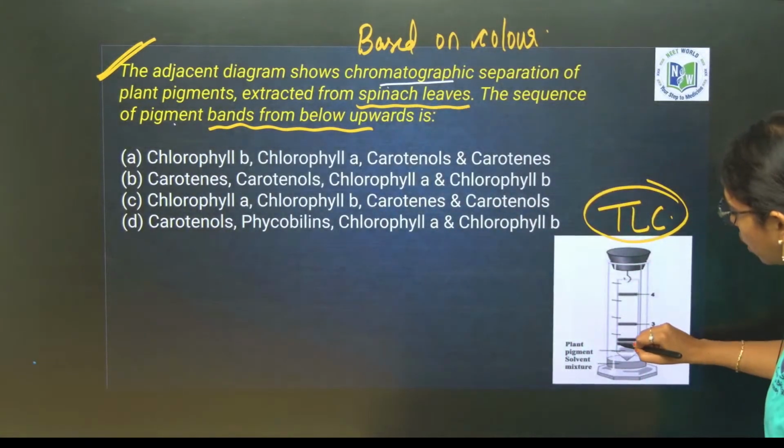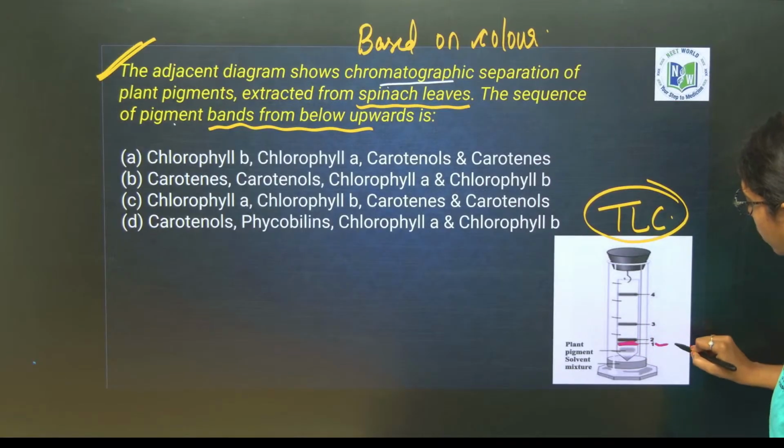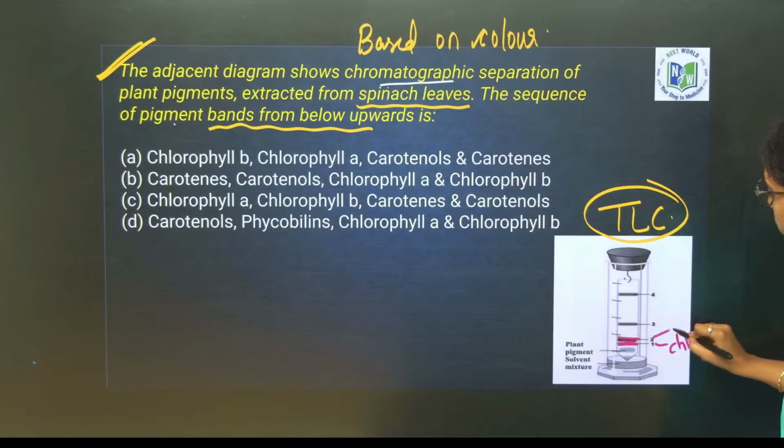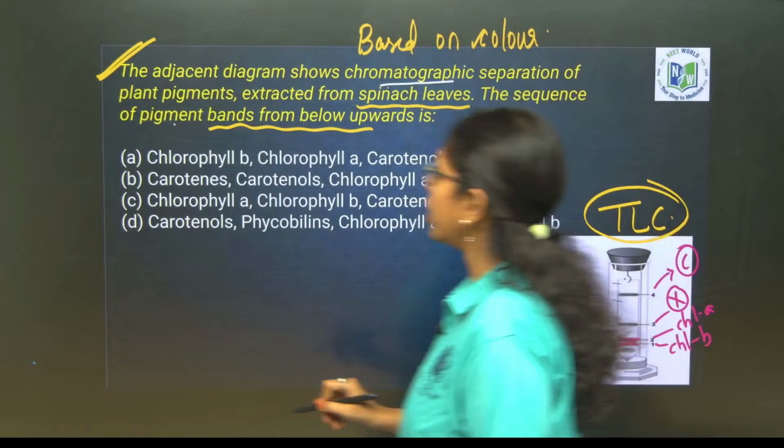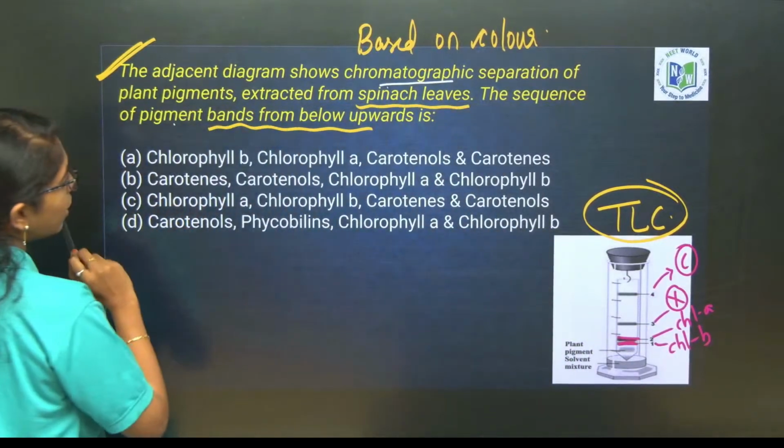1 is the lowest value, right? This lowest value will be chlorophyll B, and the next band which is occupied is by chlorophyll A, and then by xanthophylls, and then by carotenoids. So these are the 4 pigments that are being occupied. So option A will be right over here.